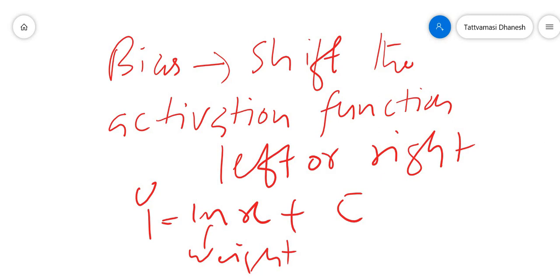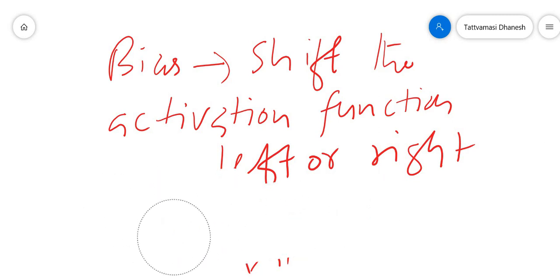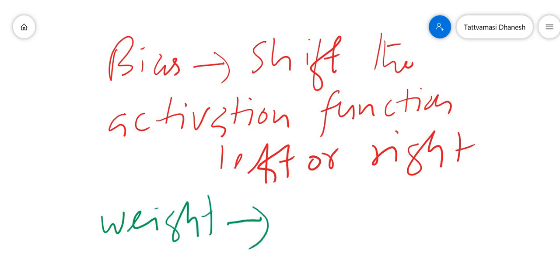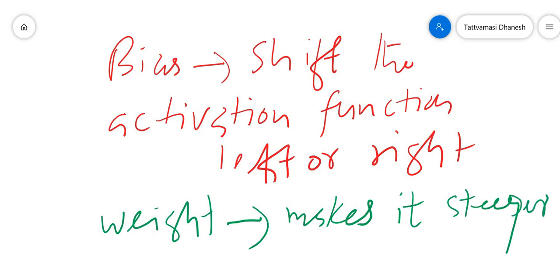The weight makes the function steeper. This is the most important concept I am telling you. Please understand, the weight makes the activation function steeper. So what is the advantage? When you make it steeper, you will get a better fit for the data. Your machine learning model will do a better fit for the data. So the weight makes it steeper.